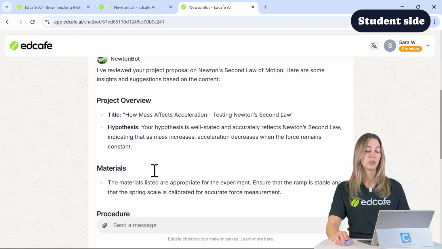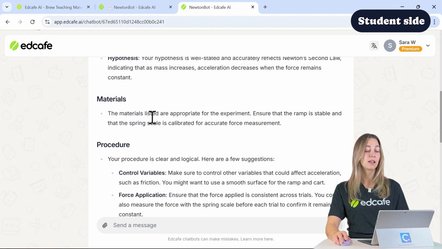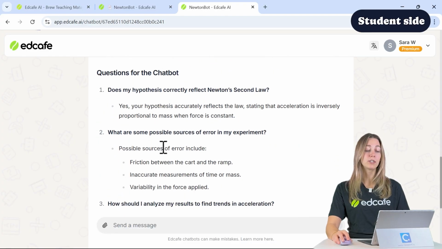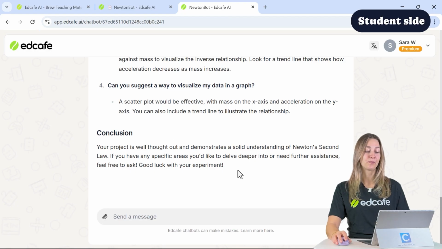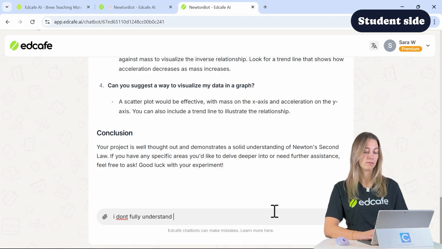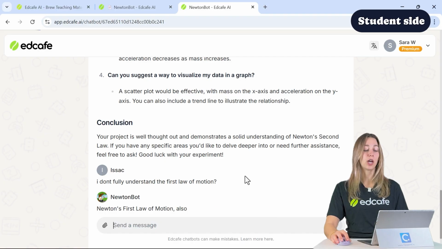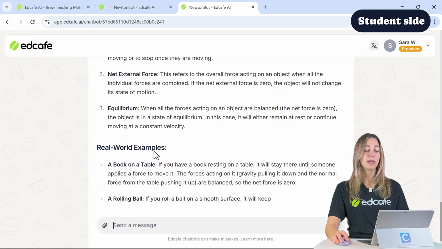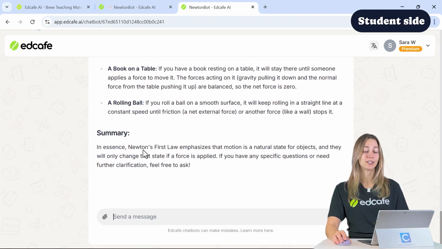So we get a nice project overview and some feedback on our hypothesis, and then some materials and procedure along with some questions that we could further ask our chatbot here. So maybe we don't understand that first law of motion. We can ask the chatbot to explain a little bit further, has some different key concepts, and then also includes those real-world examples that we ask for in those additional instructions as well.